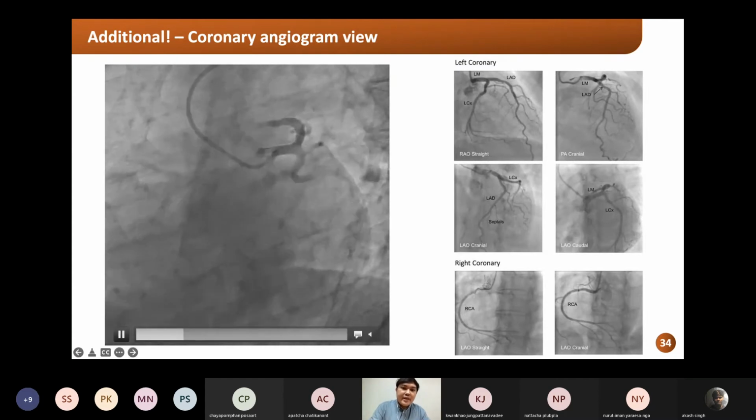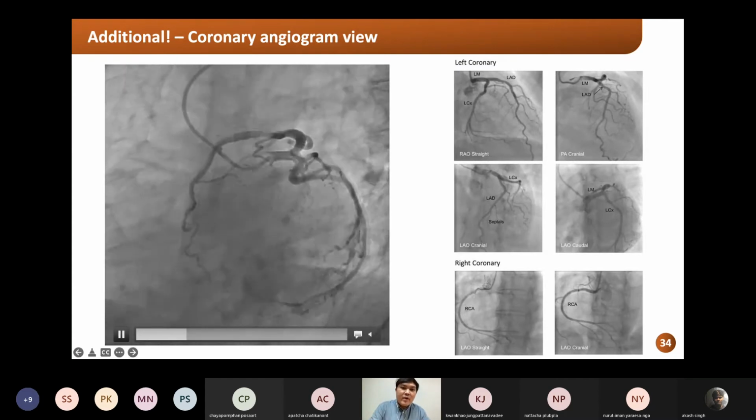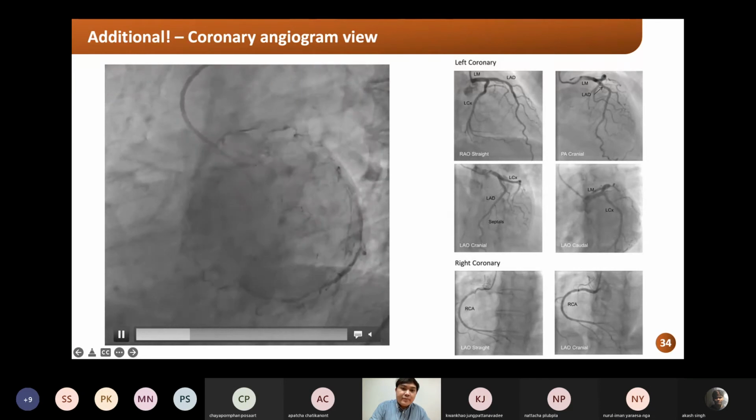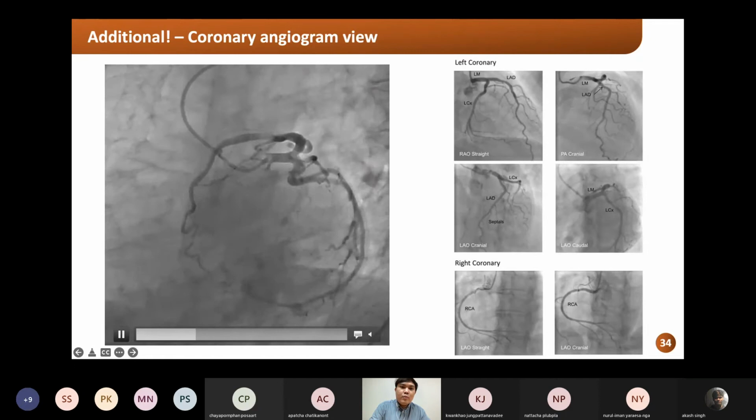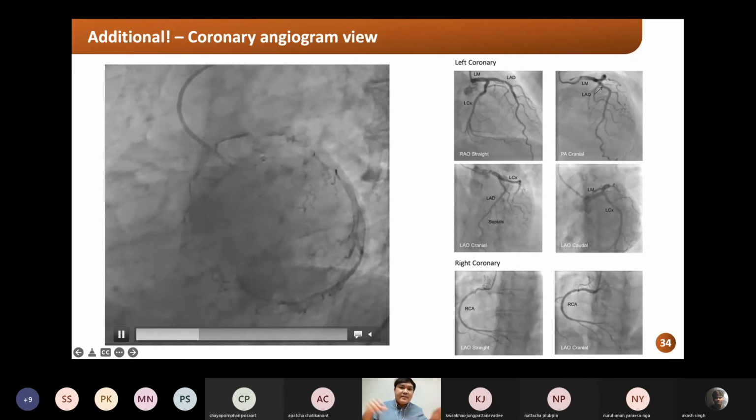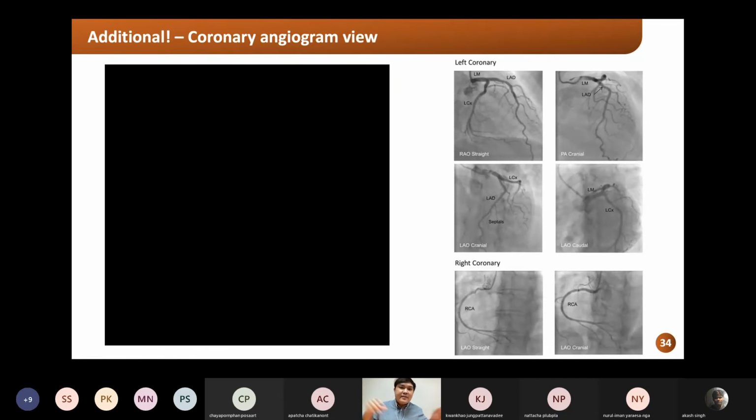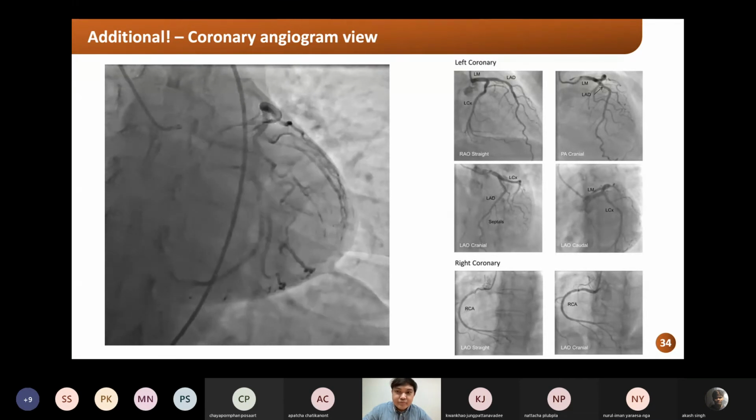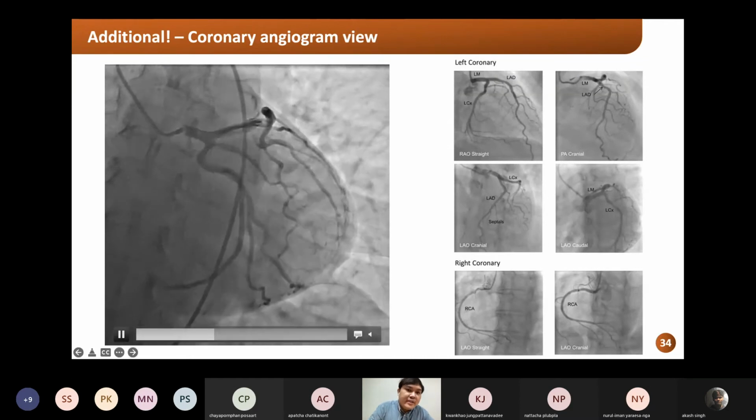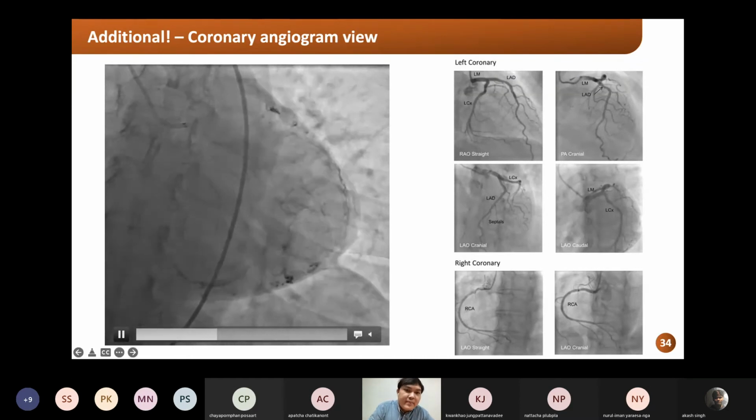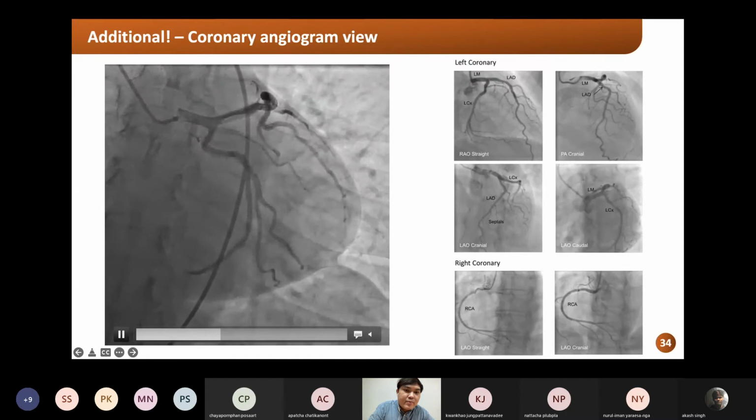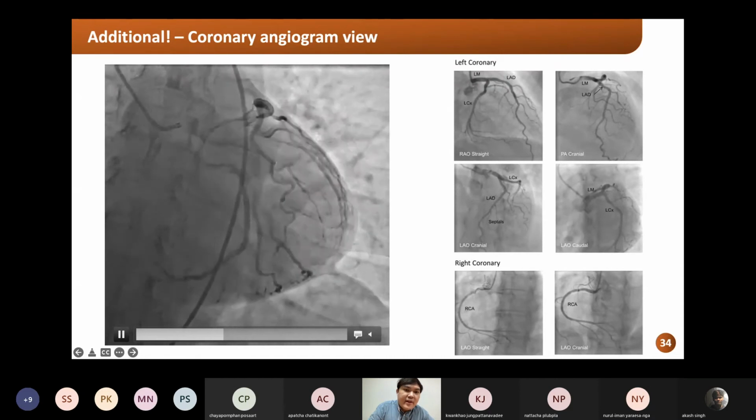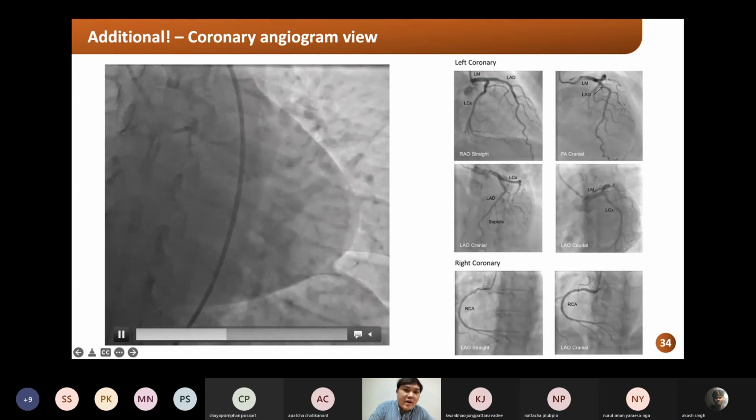Here is the left main branching to the LAD here and circumflex here, just like spider legs. So we can call this the spider view or LAO caudal. And here is the RAO caudal, where you will see the bifurcation between the left main, LAD, and circumflex as well. Here is the circumflex, and this one is the LAD.